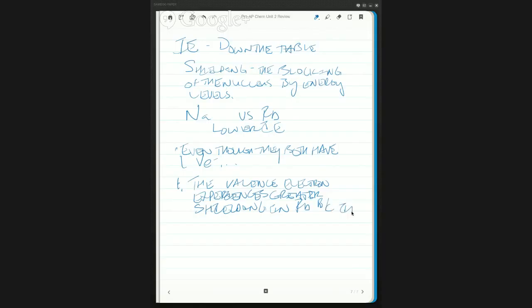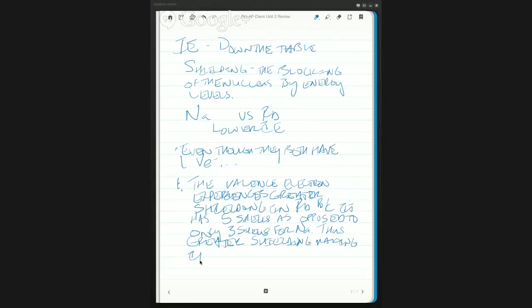because it has, what does rubidium have? 1, 2, 3, 4, 5 energy levels, or you could say shells. Only sodium has 3. Thus greater shielding, making it easier to remove the electron.